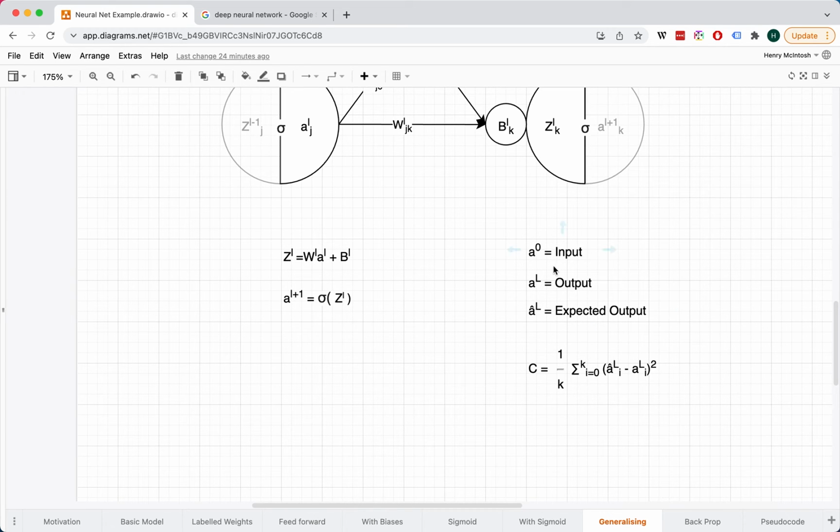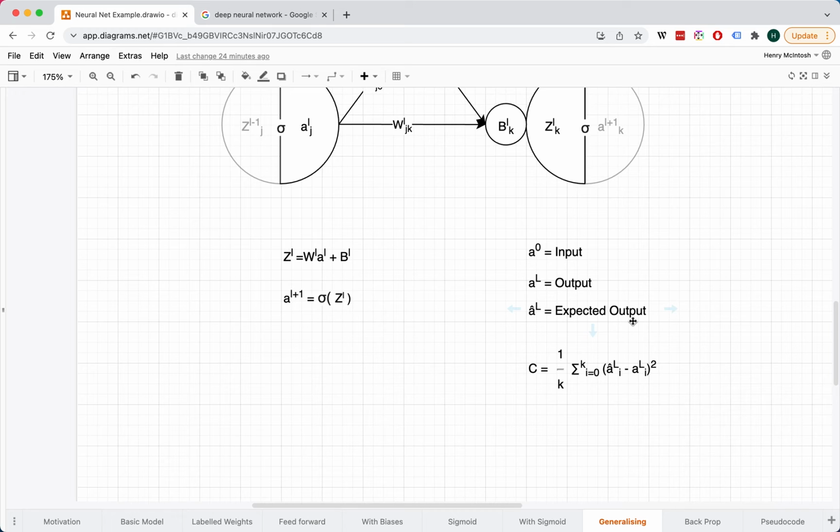Then just to add a little extra on here, this A with a little hat on it, to capital L, is the expected value of A^L, so the expected output. And we're going to use that to figure out how wrong we are, what the cost is of our model.